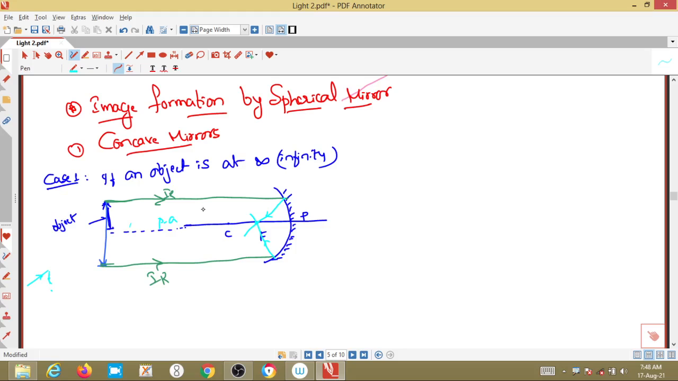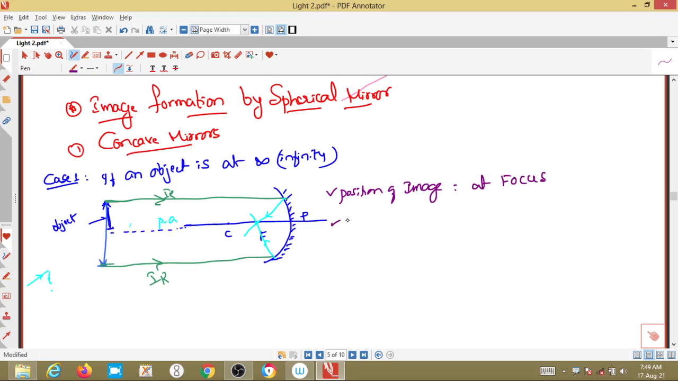Here, when it is parallel to the principal axis, always the image is formed at the focus point, that is at F. Now see the conditions, what the image formed here will be like. First we will see the position of the image. Position of image, this is a very important point, so you should remember. The image is formed at focus.